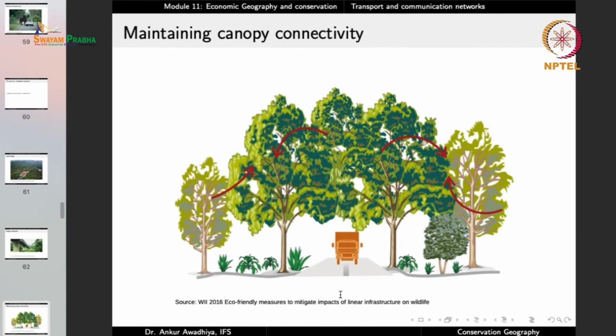Or something as simple as maintaining canopy connectivity. When we have canopy connectivity, then at least the animals that live on the trees do not have to get on the road to cross the area. They can move using these canopies without getting on the road. That reduces the chances of accidents by a large measure.